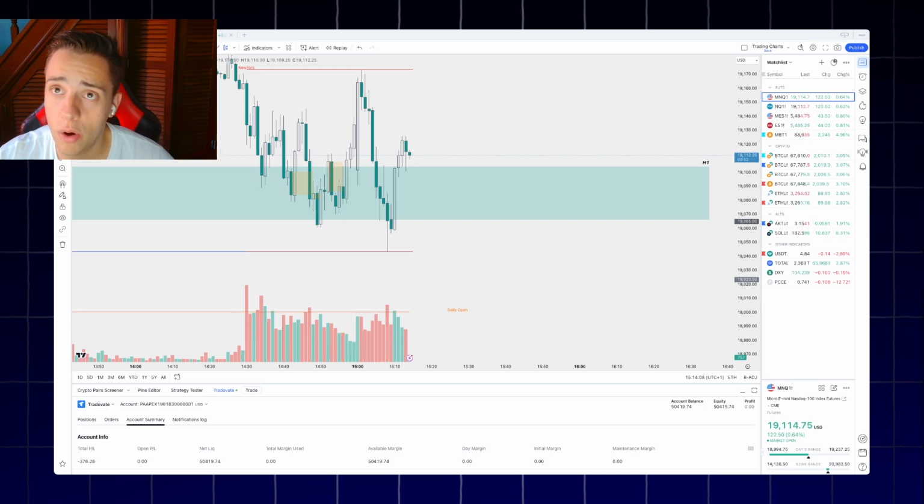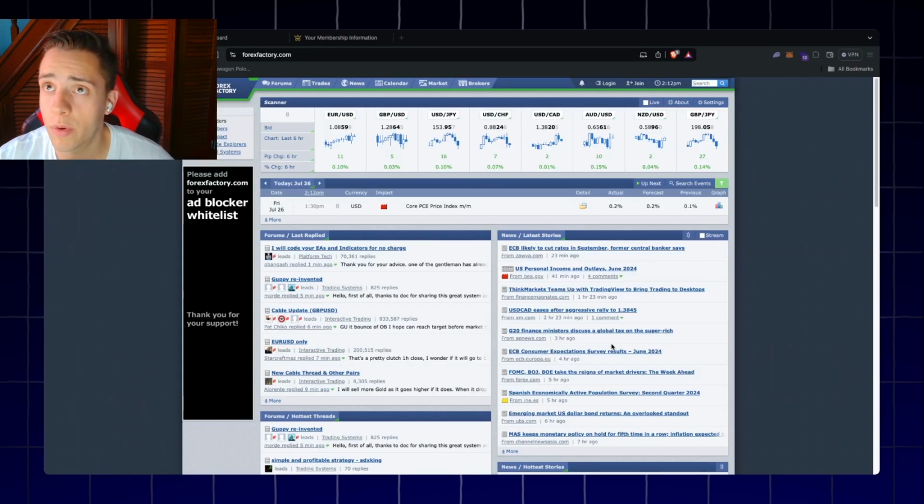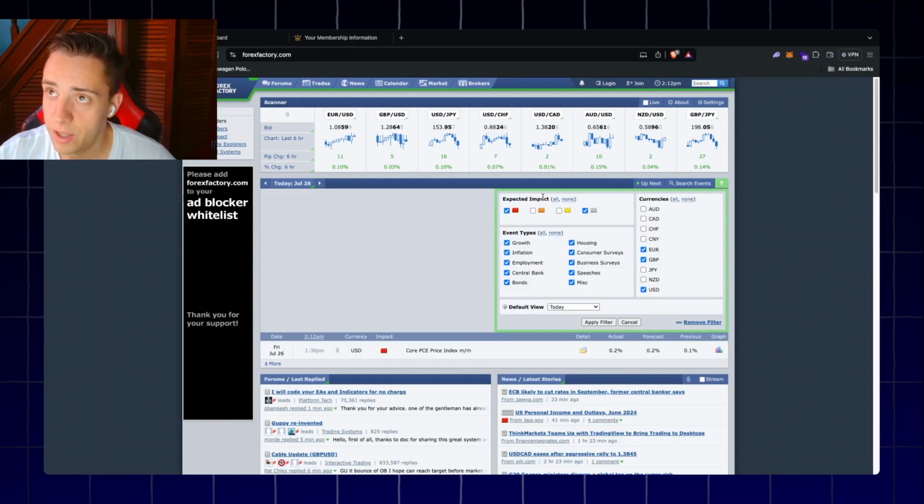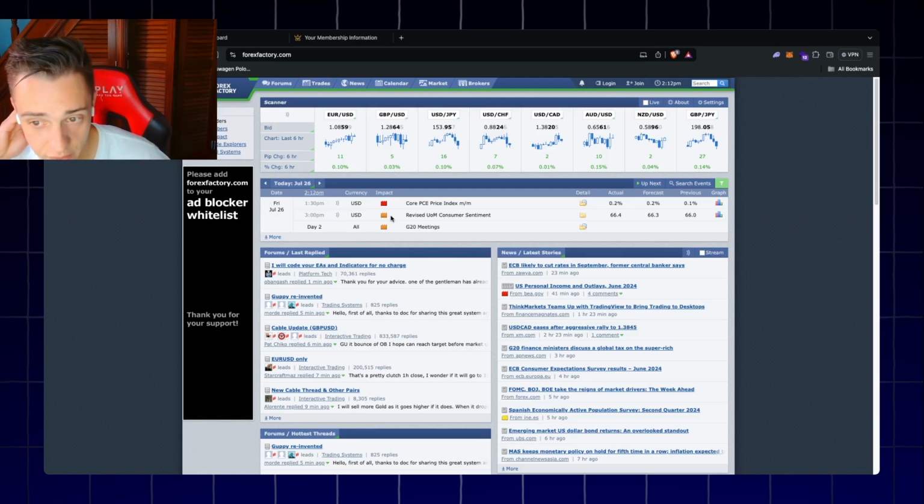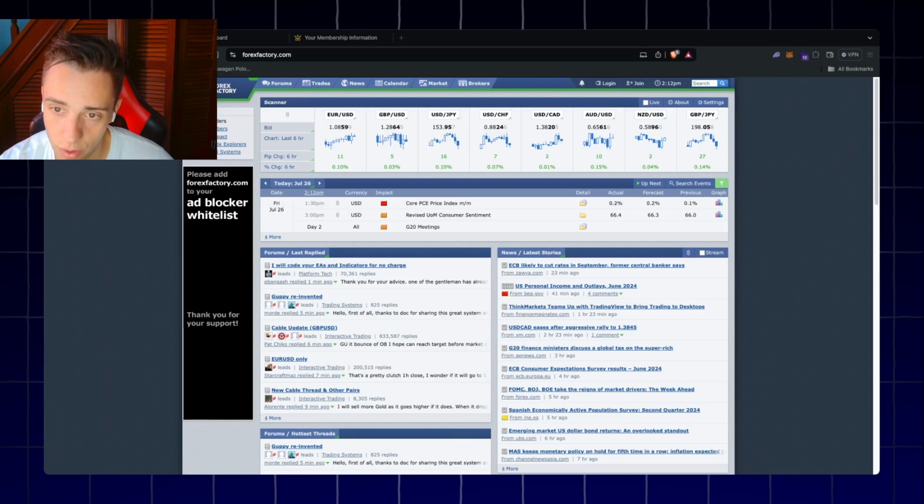If we go over to Forex Factory, these are my filters. This was all I could see. I could only see these red folders, this core PCE price index, which was at 1:30 p.m. my time. And I was not able to see this consumer sentiment news, this orange folder news. If I had seen this, I probably would not have traded this chop, and I would have waited for the 3 p.m. news, and only from then on I would have been looking for setups. But I didn't see it.